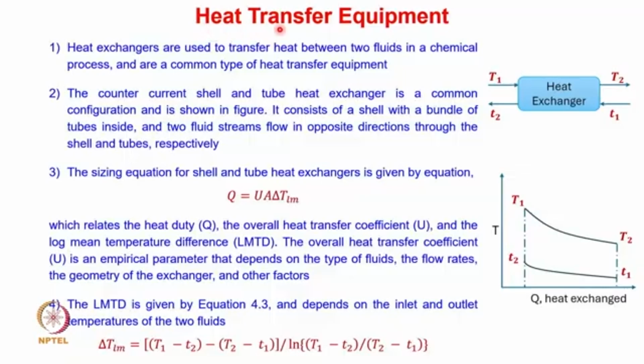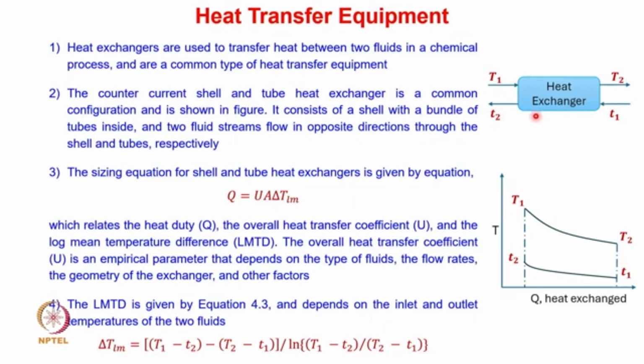Now coming back to the next type of equipment sizing. If you are looking at the heat transfer equipment, heat exchangers are used to transfer heat between two fluids in a chemical process and are commonly used in the process industry. A typical shell and tube heat exchanger schematic is shown here. You can see that within this shell there is a bundle of tubes, and both the cold fluid and the hot fluid are moving in a counter current direction in this case.